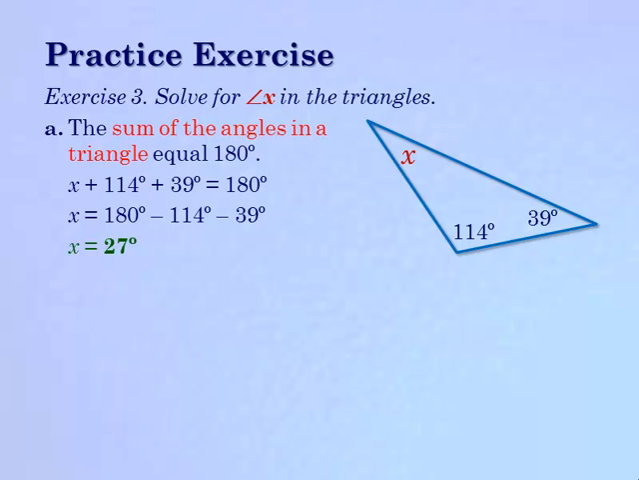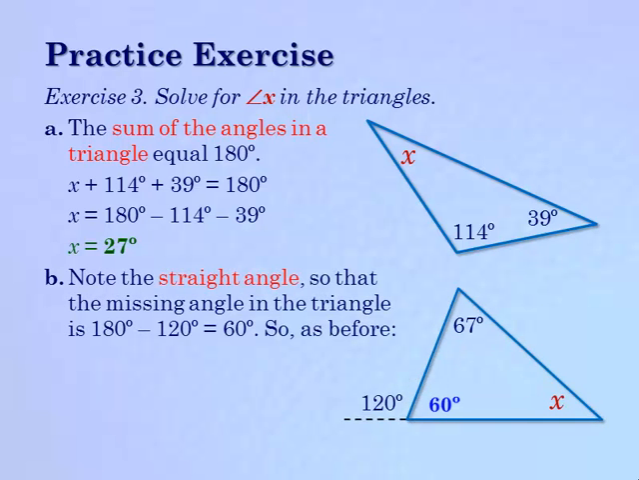And what kind of triangle is that? Is that an obtuse triangle or an acute triangle or what? Right, it's an obtuse triangle because it has one angle that's greater than 90 degrees in it. Now, note the straight angle in this triangle so that you can identify that the missing angle here must be 60 degrees, right? So 180 minus 120 equals 60 degrees. So now you can solve for x, just like you did before. X plus 60 plus 67 must equal 180, and x is equal to then 53 degrees.